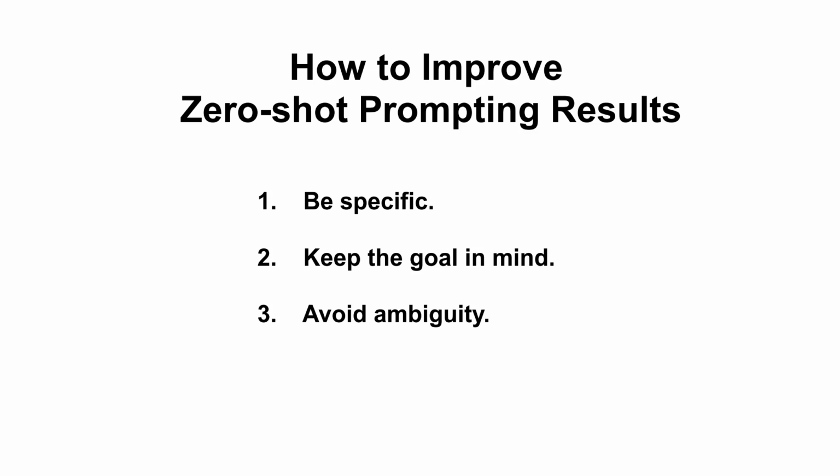How to improve zero-shot prompting results. Be specific. Instead of "tell me about sports," write "tell me about the history of basketball in the U.S." Keep the goal in mind. For instance, if you want humor, write, "Make up a funny joke about cats." Avoid ambiguity. If a request is unclear, the result may not be optimal.